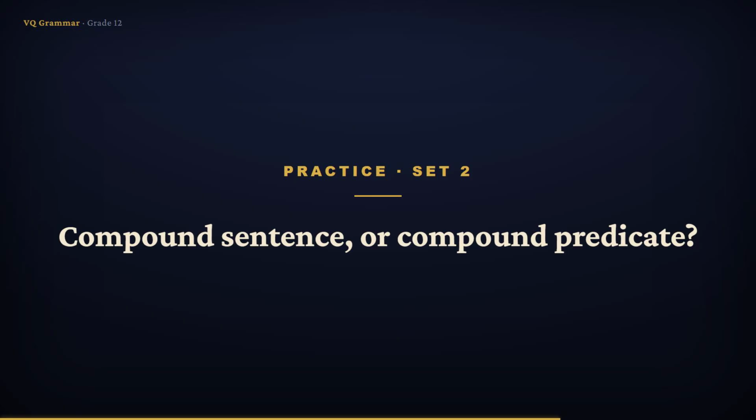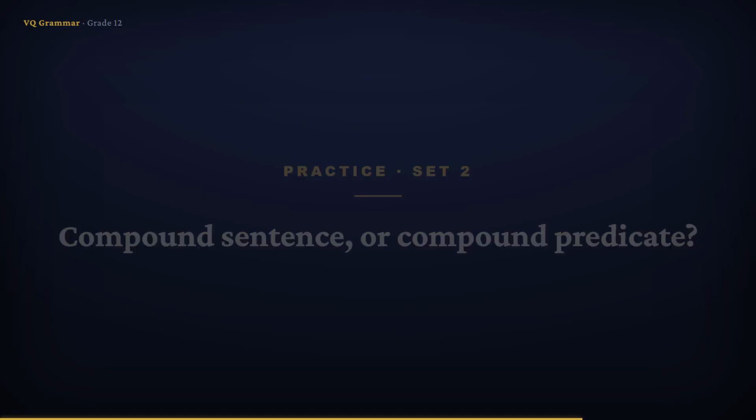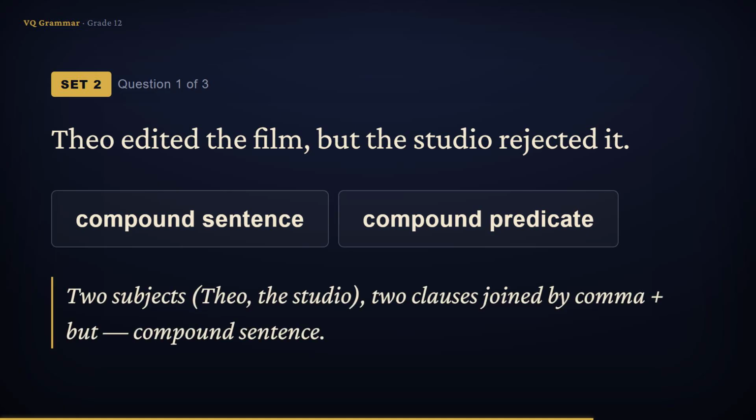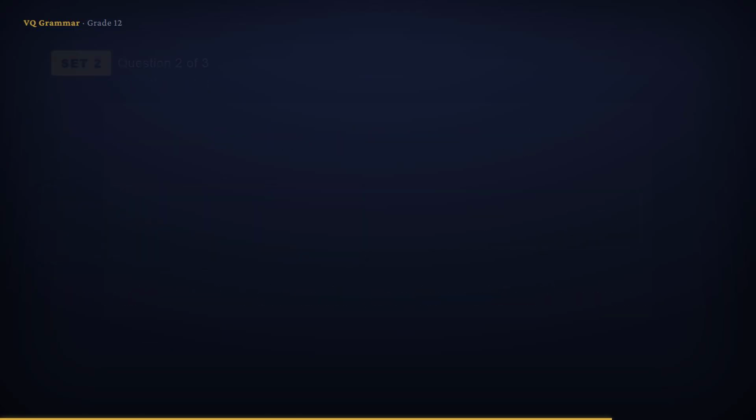Now we sharpen the trap. Each sentence has a joining word in it. Decide, is it truly a compound sentence with two clauses, or just a compound predicate inside a simple sentence? Pause and choose before I answer. "Theo edited the film, but the studio rejected it." Cover the "but." "Theo edited the film" stands alone. "The studio rejected it" stands alone. Two different subjects, two full clauses. So this is a compound sentence.